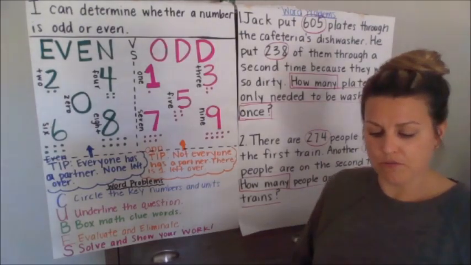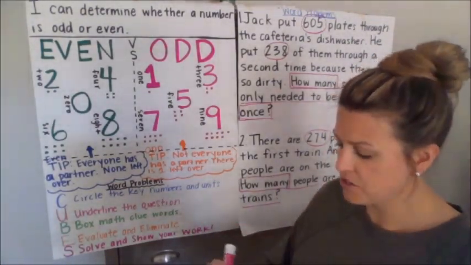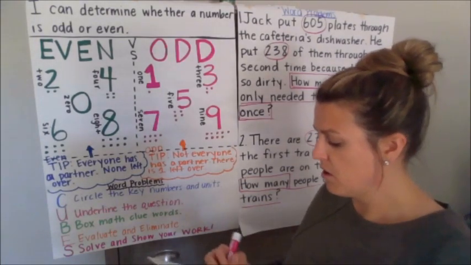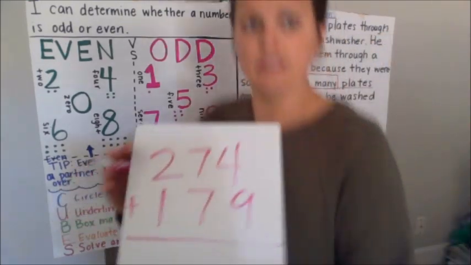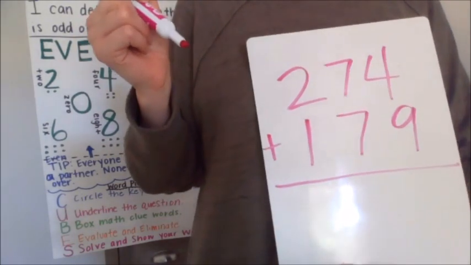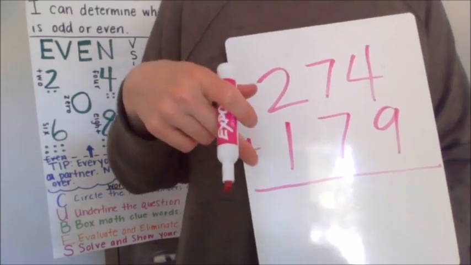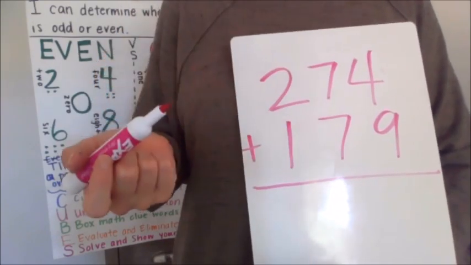So I'm going to get my whiteboard ready, and I'm going to add 274 plus 179. Go ahead and stand up so you can see. So again, with addition, it doesn't matter which number is on the top. You can do it either way. With subtraction, you always have to put the bigger number on the top, but since we're adding, it doesn't matter.